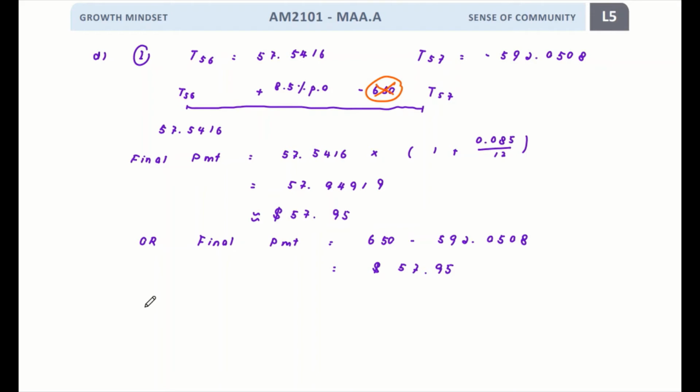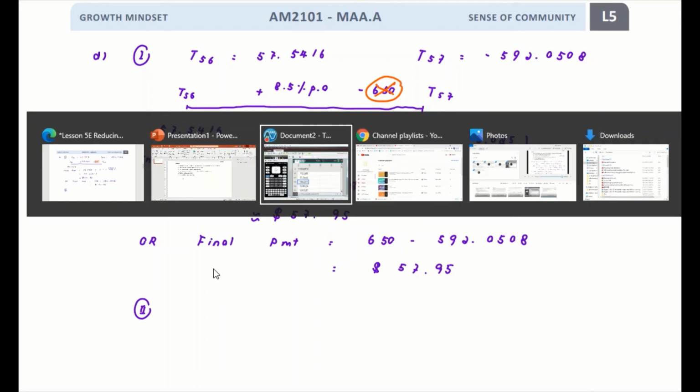So I'm going to show you the second way first, then show you that the final payment is just the same. After that, we only calculate the total repayment together. Okay, second way by using calculator. Then how can we do that? Okay, so in this case, let's go back to our finance calculator.